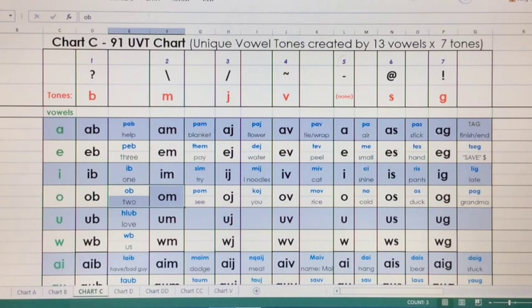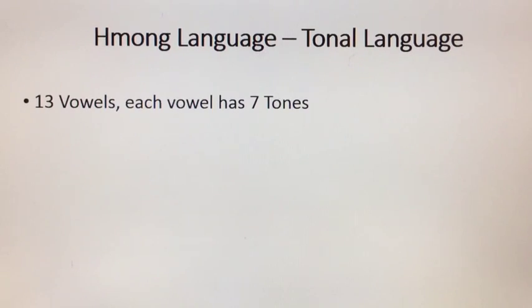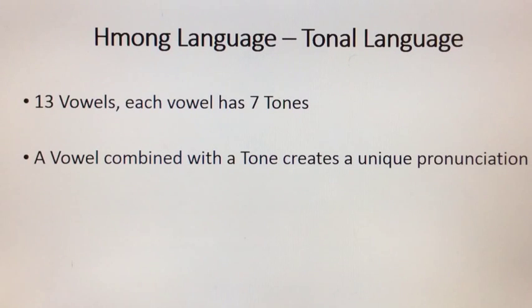Today we are going to thoroughly go over this chart, and I'm going to walk you step by step as to how to use and complete this chart. In the first video, I explained that the Hmong language is a tonal language. We have 13 vowels, and each vowel has 7 tones. A vowel combined with a tone creates a unique pronunciation. So in the first video, I called it a unique pronunciation syllable.